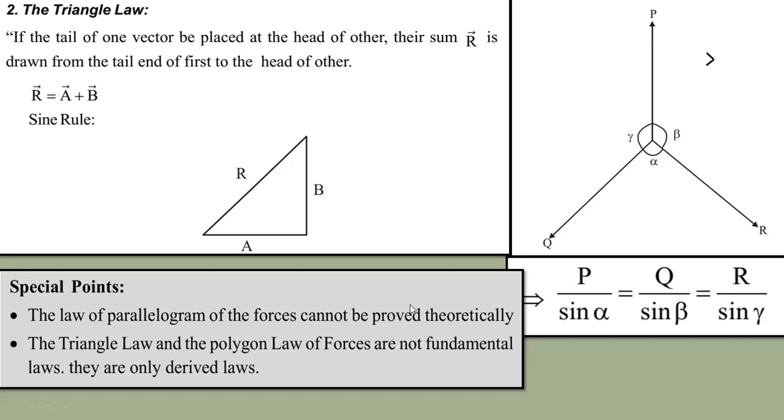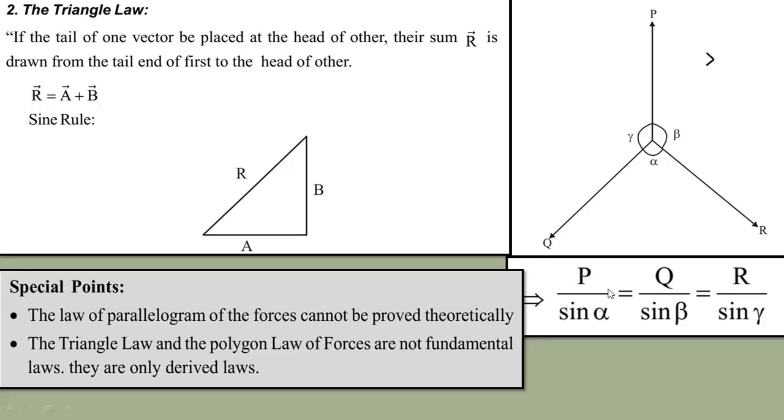Then the triangle law. If the tail of one vector is placed at the head of the other, their sum R bar is drawn from the tail end of the first to the head of the other. So this is vector A in this direction, vector B in this direction. From the tail end of vector A to the head of B, this is called R. R bar is equal to A bar plus B bar.